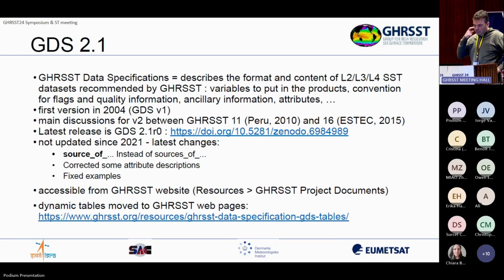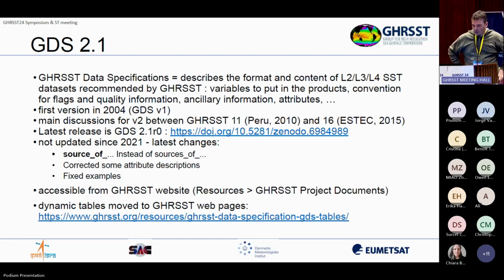And for each of these product levels, it provides a list of recommended variables that should be put in the product, the attributes, the conventions that should be used for the flag and the quality information, the ancillary variables that should be added together with the SST, global attributes, and so on.